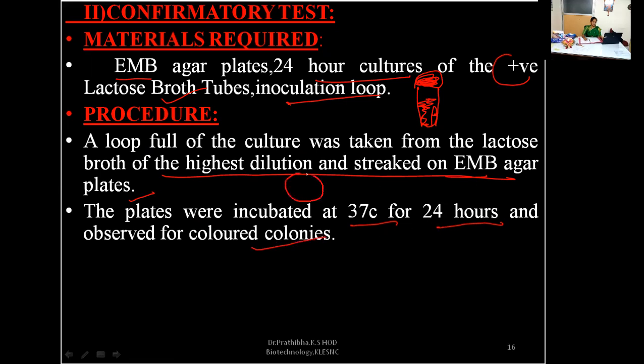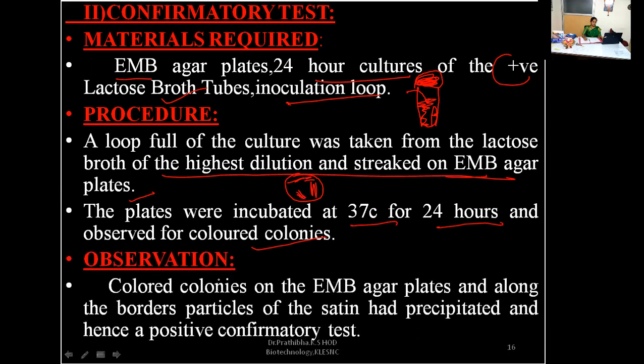Okay, this is the EMB agar plate. To this EMB agar plate, by using the inoculation loop, the sample will be taken and streaked on this particular EMB agar plate. Okay, observation. What is the observation on the EMB agar plate?